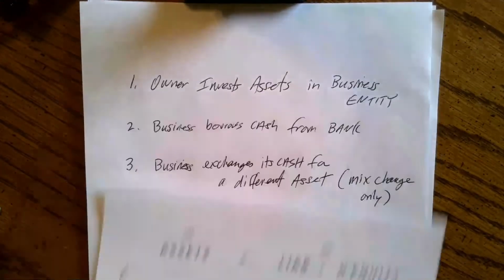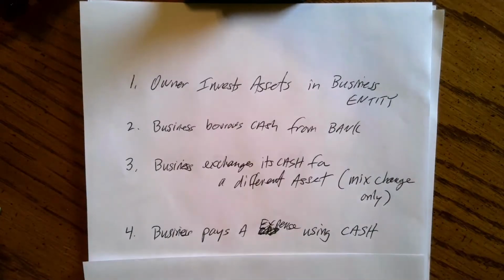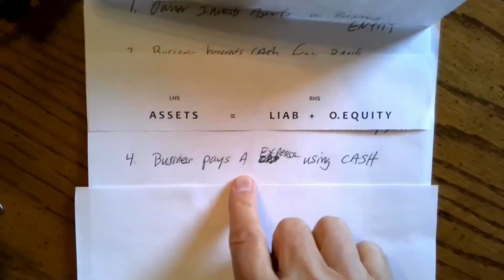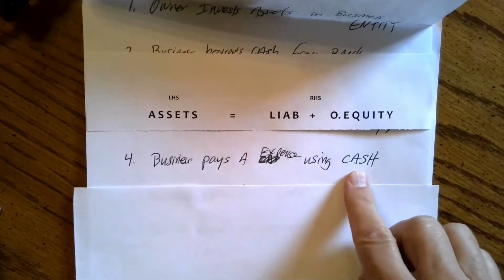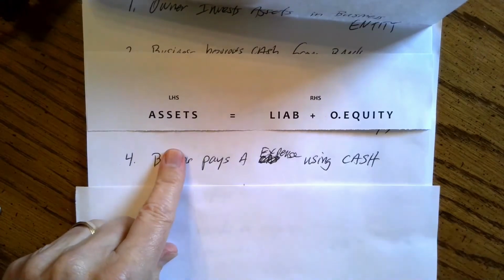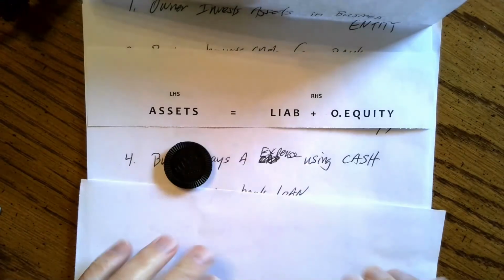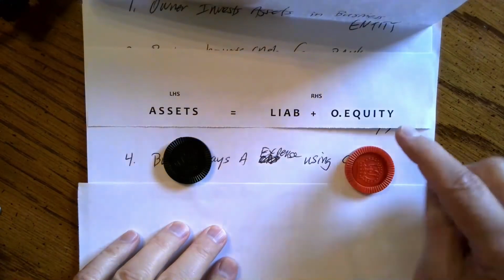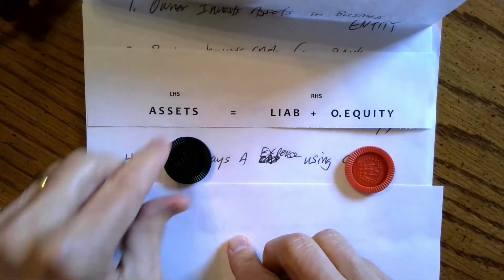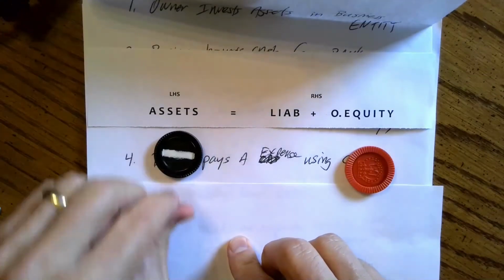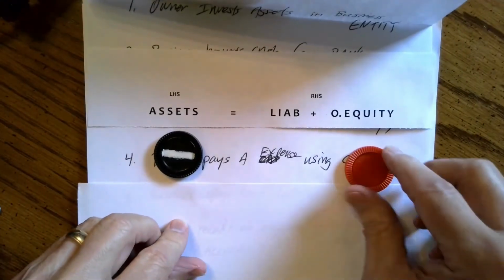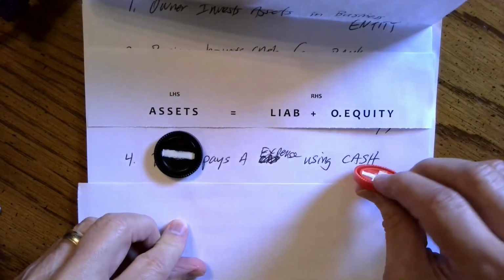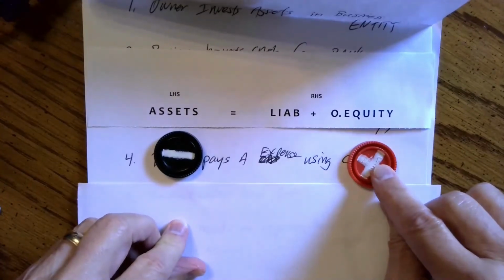Number 4, business pays an expense using cash. We're going to reduce cash on the left-hand side with a credit, and we're going to charge an expense account with a debit on the right-hand side under owner's equity. The cash being reduced with a credit reduces it, and a counter to the normal credit balance in equity, negative, is reduced with a positive debit.